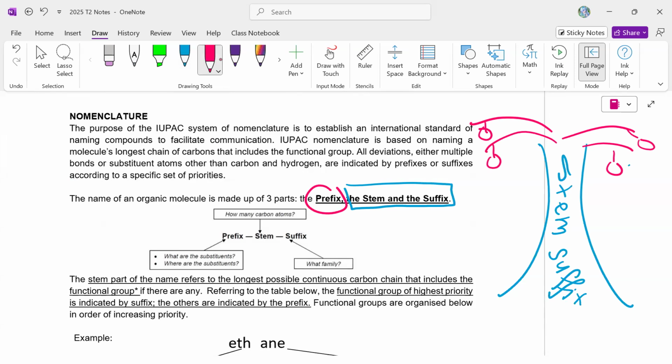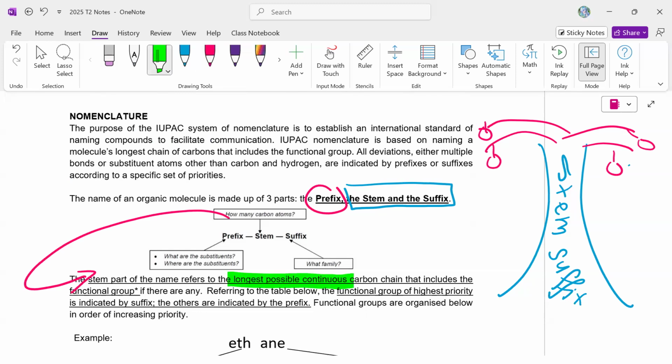So when we do naming and drawing, we always look at the stem and suffix first. Then we put in the substituent or the prefix. Remember the apple tree. The stem is telling us how many carbons are in the longest continuous carbon chain. So the keyword is longest continuous carbon chain. That includes the functional group.